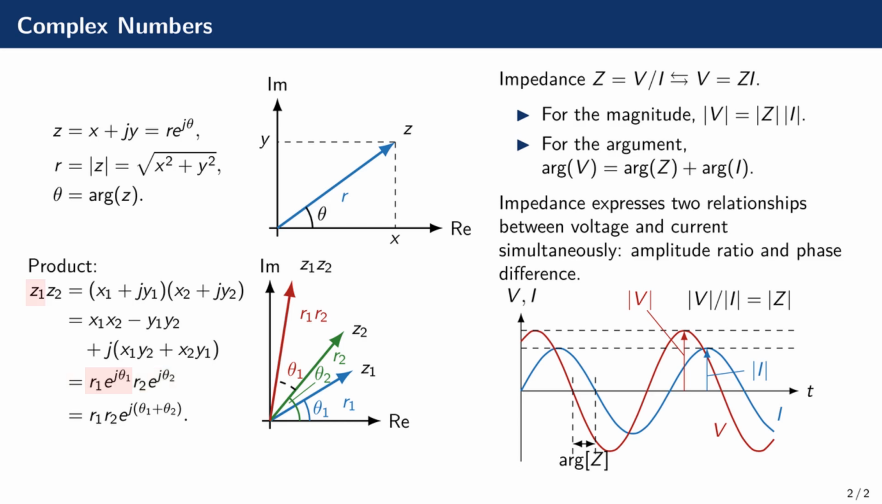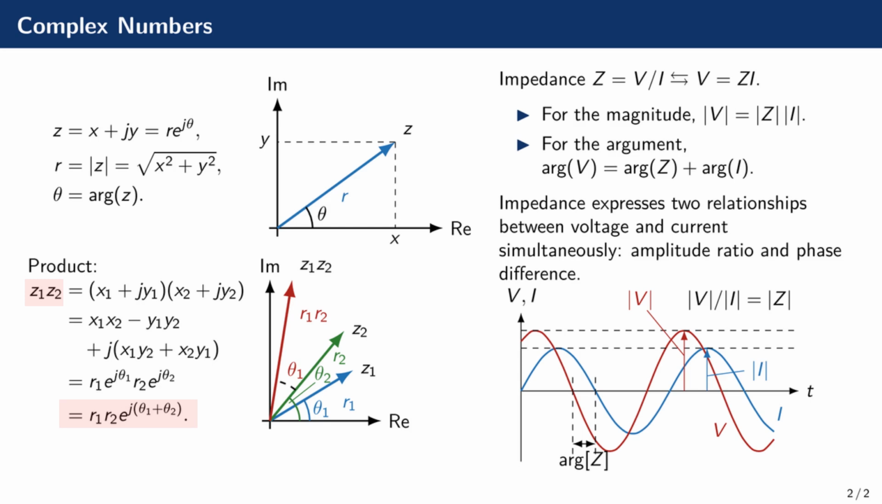Let z sub 1 be r sub 1 times exponential of j theta sub 1. Let z sub 2 be r sub 2 times exponential of j theta sub 2. Then the product z sub 1 z sub 2 is equal to r sub 1 r sub 2 times exponential of j times theta sub 1 plus theta sub 2.